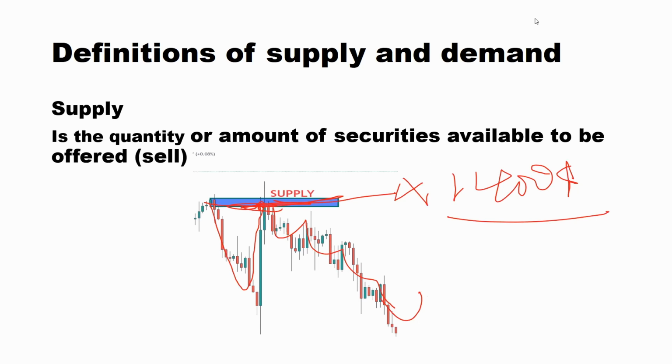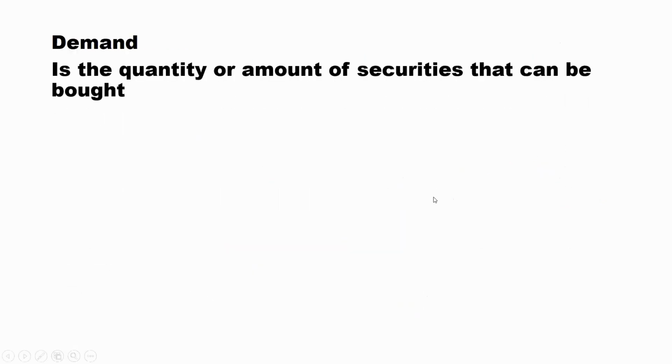So let's continue and look at the definition of demand. What is demand? Demand is the quantity or amount of securities that can be bought. Meaning, if you want to buy something, you need to have what you're going to give to the person who has what you want. Let's continue to use the example of the iPhone. Let's say Apple stores have the iPhone 14 that you want. You need to have the price they've attached to it, let's say it's 1,400. You need to give them that amount of money.